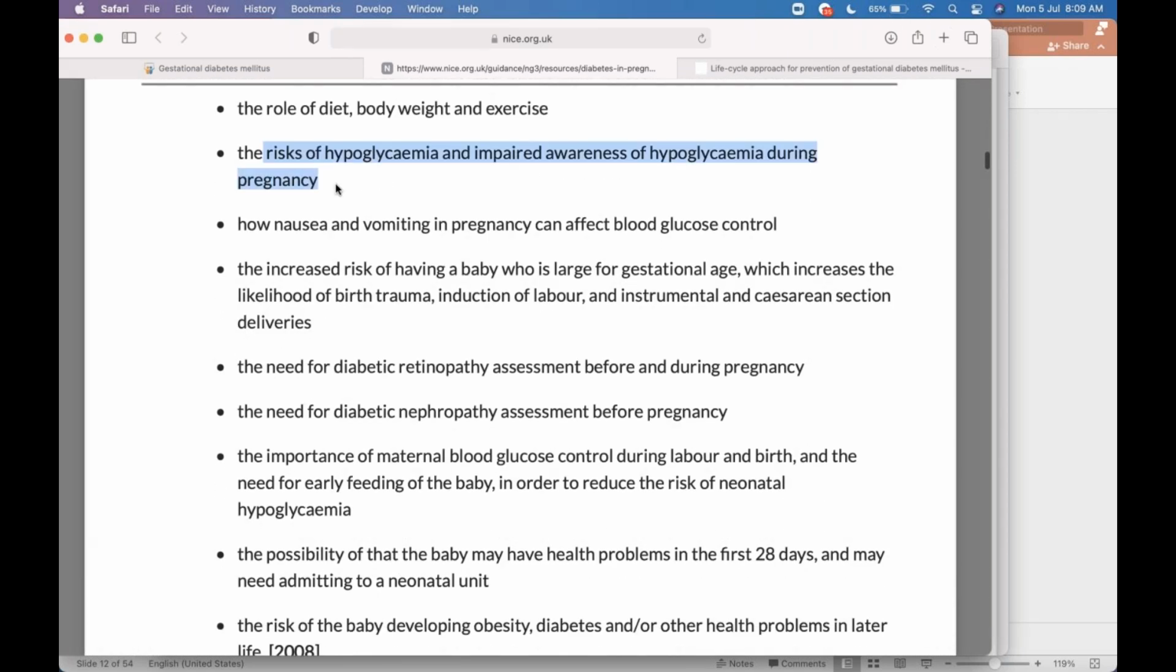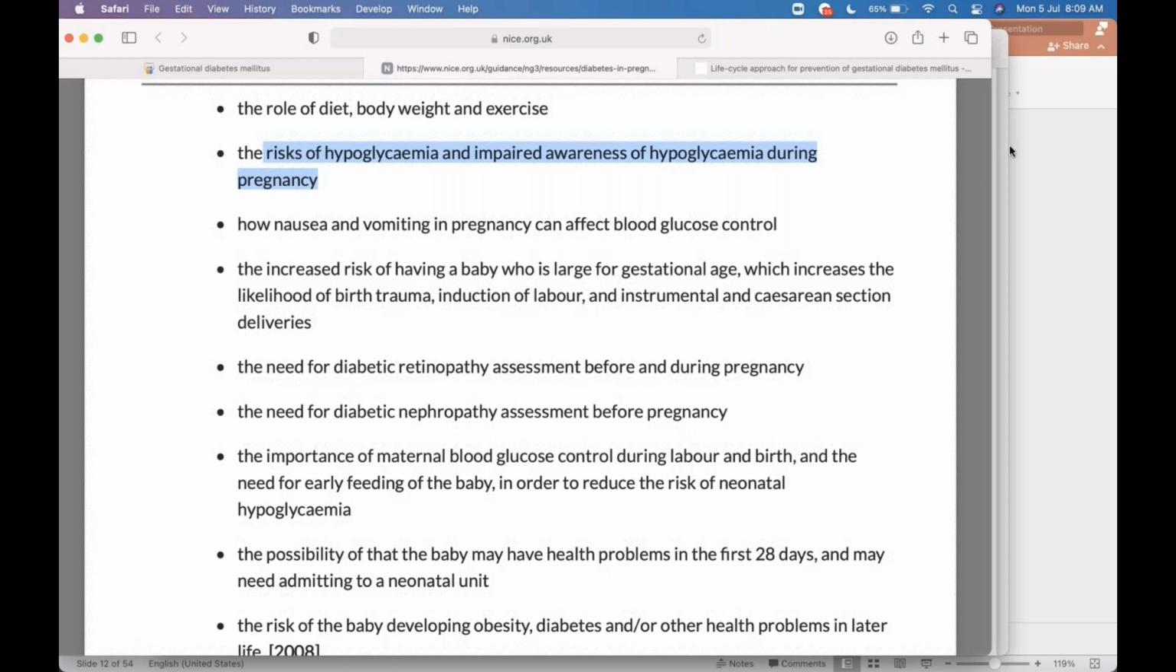She needs to understand the risk of hypoglycemia. So the mothers who are having diabetes already, type 1 or type 2, the risk is more if she gets hypoglycemic attacks. What happens is, if she has long standing diabetes, because of the long standing diabetes, in neuropathy and vasculopathy cases, she will not even realize that there are symptoms of hypoglycemia.